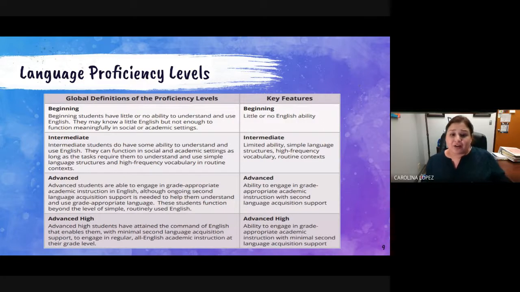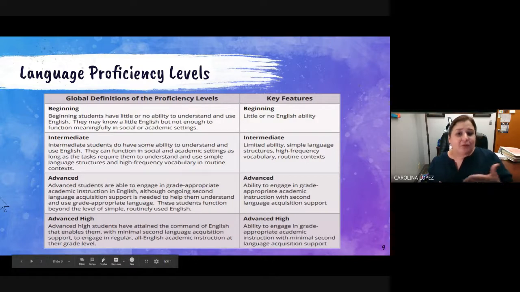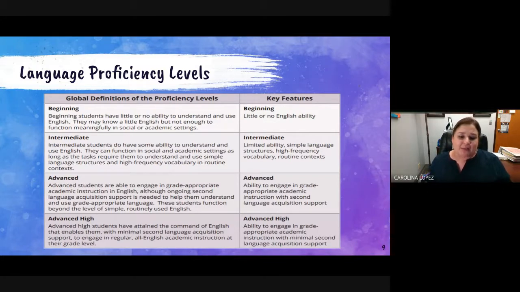Advanced, here you are. Notice it's the first time where we see the ability to engage in grade appropriate academic instruction. We don't see that at the intermediate level as much because remember, it's very simplistic at that level. But once they're at the advanced, now there can be a little bit more interaction in terms of the academic. And that's why we see a lot of the struggle with the intermediate, where our students get stuck, as we call it, in the intermediate level. And then, of course, the advanced high, which, again, is also the ability to engage in grade appropriate academic instruction, but with minimal second language acquisition support.